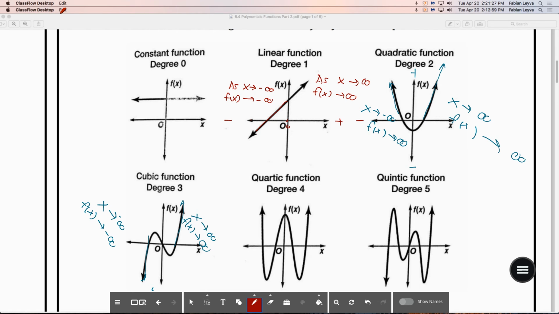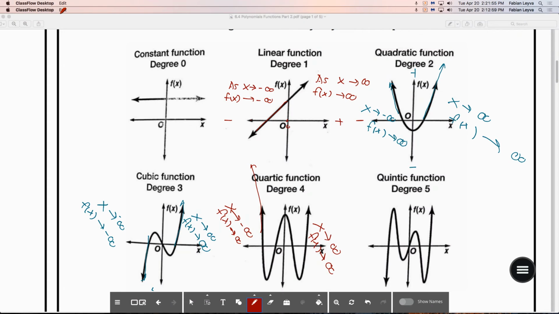And let's go ahead and do the same thing to the 4th degree one. So x is going to go to negative infinity, and then x is going to go to positive infinity. As it's going to the left, aka the negative infinity, notice that your graph is going up. That means your f of x is going to positive infinity. Now, as you're going to the right, notice that your f of x is also going up, so that means it's going to go to positive infinity as well.